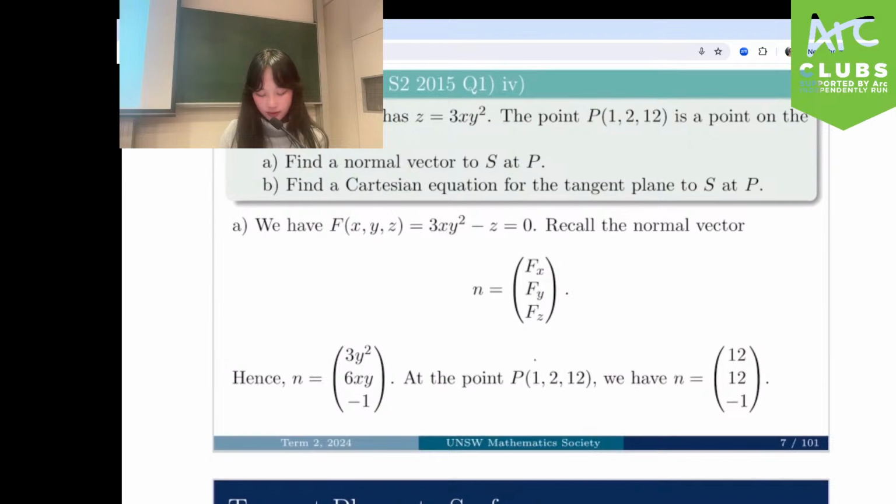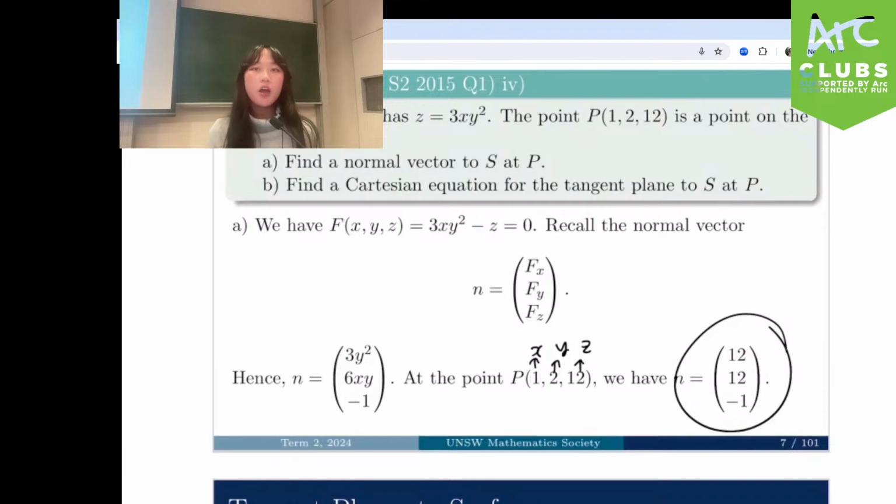So we've just made this x, we've just made this y, and we've just made this z, and we've subbed them into here, okay? And that spits out our lovely actual normal vector, which is this over here. So that is the vector which is normal to our tangent plane on the surface S at the point P, which is 1, 2, and 12.